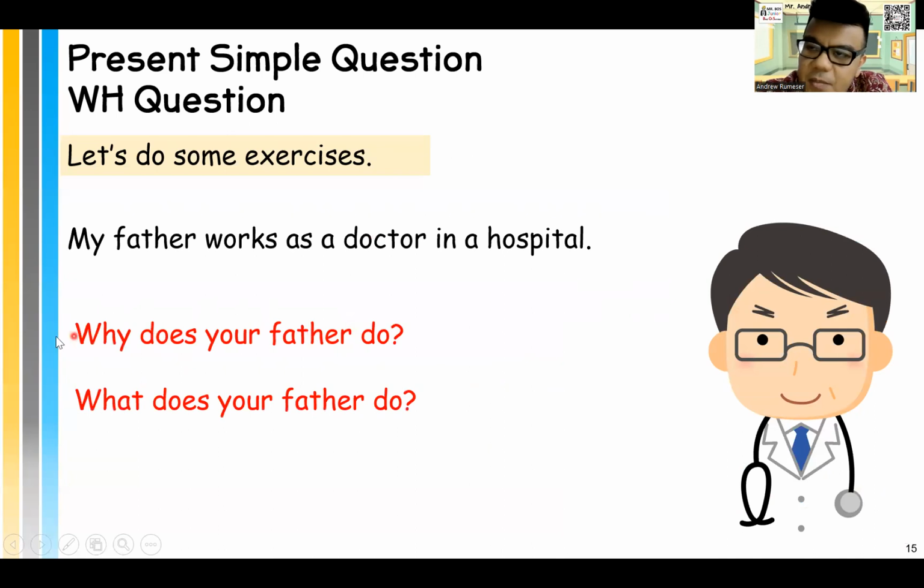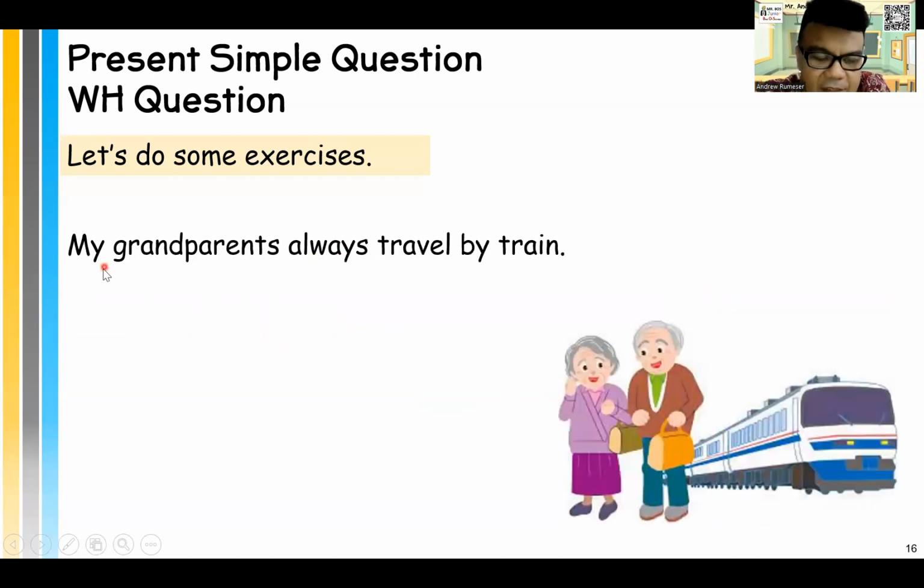My father works as a doctor in a hospital. Which one is the correct WH question? Why does your father do? Or what does your father do? Which one? What does your father do? My father works as a doctor. He's a doctor, right?